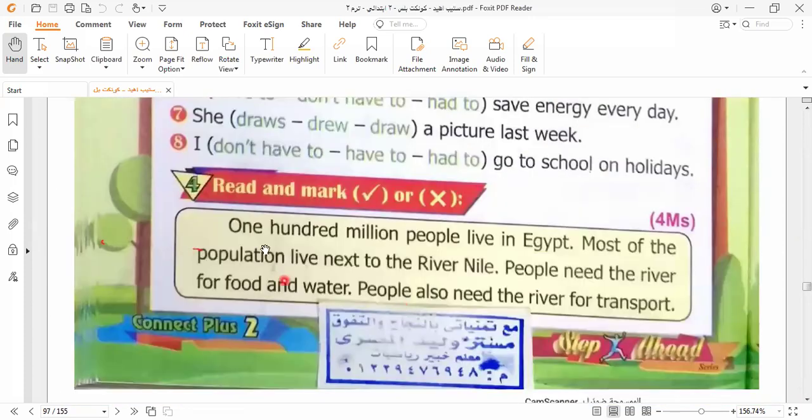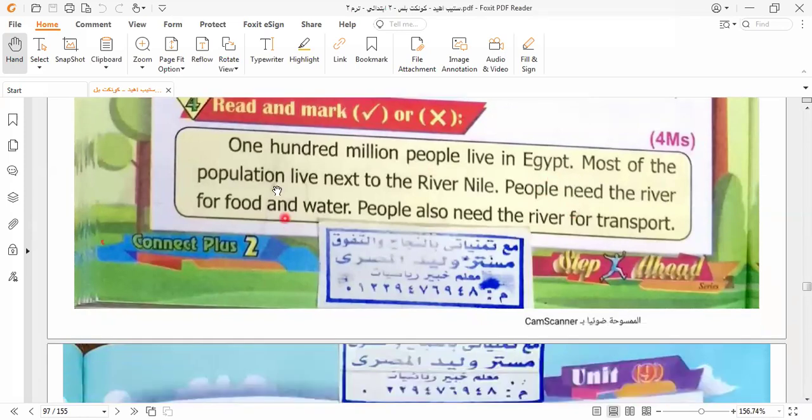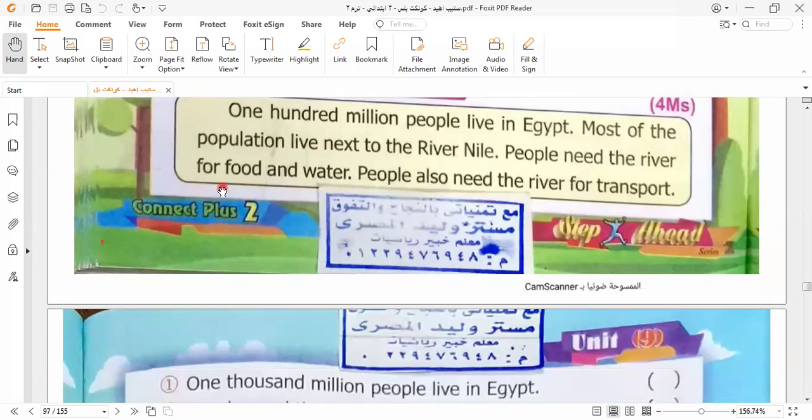These are the questions coming in the exam, and you must read carefully before you answer the questions. Okay, let's read the text and answer the questions below. 100 million people live in Egypt. This is the population of Egypt. Most of the population live next to the river Nile. People need the river for what? As we learned in the lesson, for food and water.